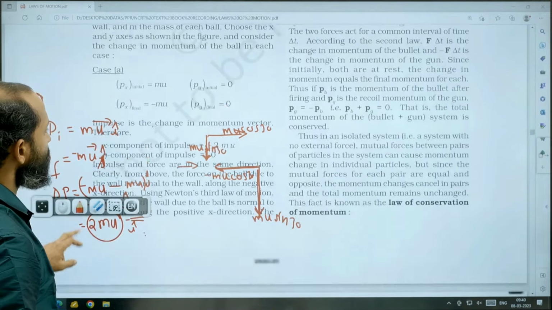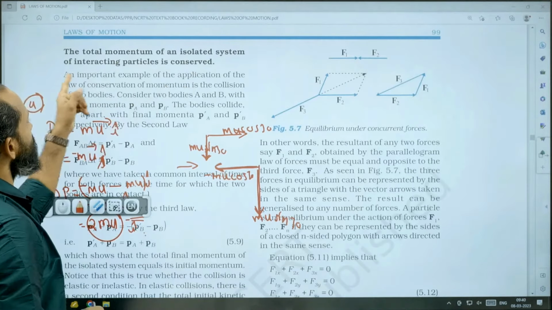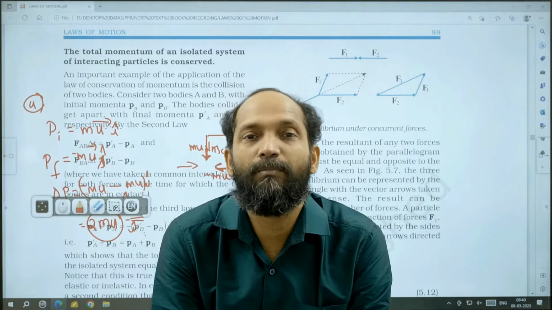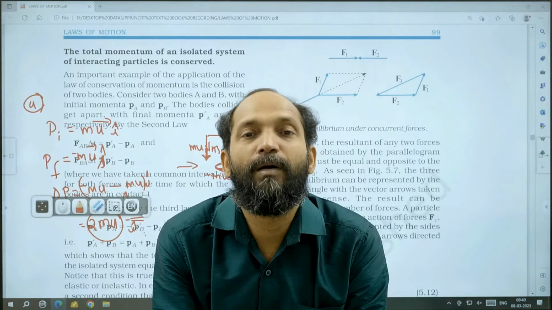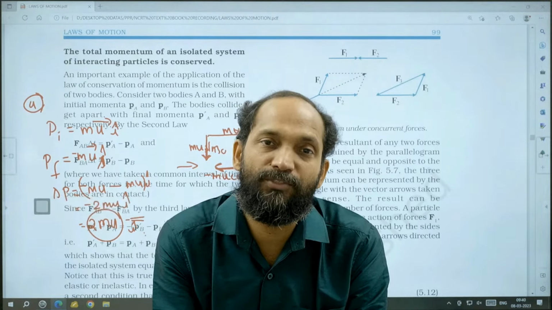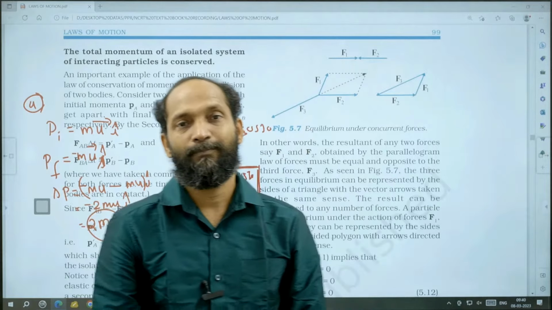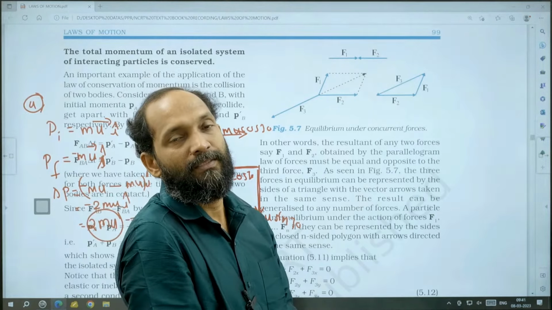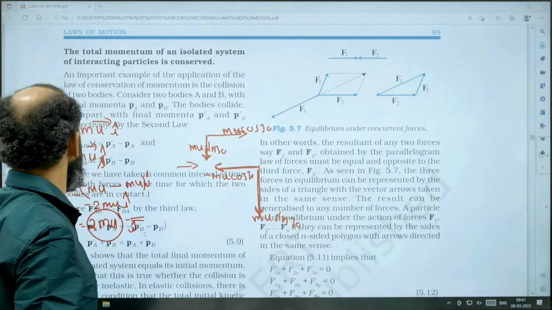Now, conservation of linear momentum, that we have also discussed. The total momentum of an isolated system of interacting particles is conserved. In the absence of external force, total momentum is a constant. That is why, in the gun recoiling problem, the momentum of the bullet is equal and opposite to the momentum of the gun, as the force involved is only internal. In radioactive disintegrations like alpha decay, momentum is conserved because it involves no external force. The forces involved are only internal.